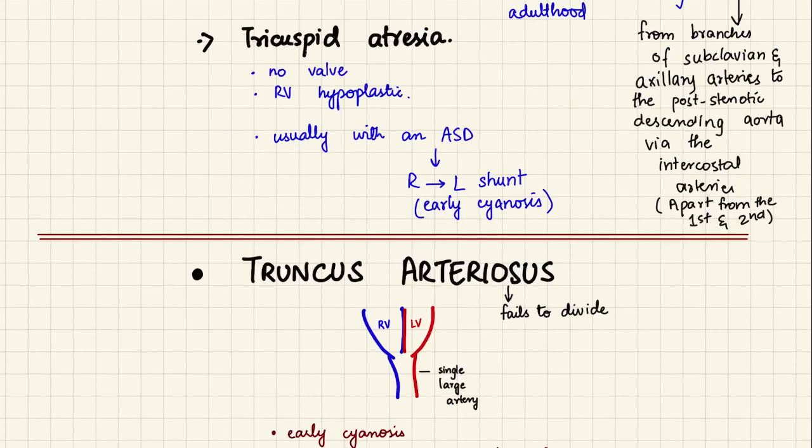And lastly, we have the truncus arteriosus that fails to divide into the aorta and the pulmonary trunk, and there is a single large artery that arises from the right ventricle and the left ventricle. Okay, so this will also present as early cyanosis because the deoxygenated blood from here and the oxygenated blood from here are going to mix as soon as they get out of the respective ventricles. So that is the last of the congenital disorders, and that's it.